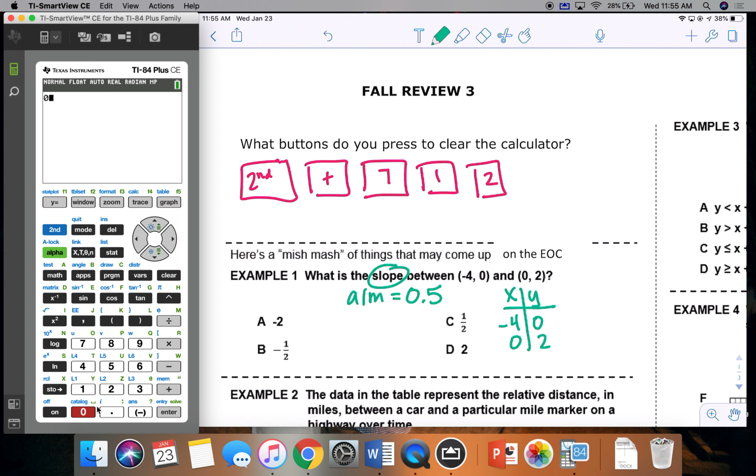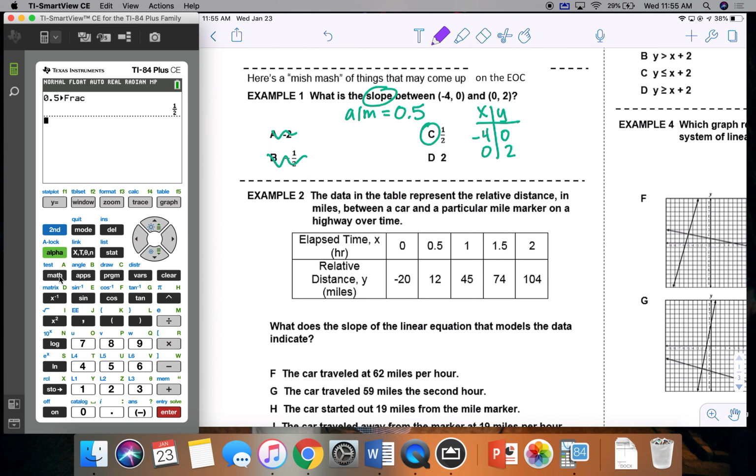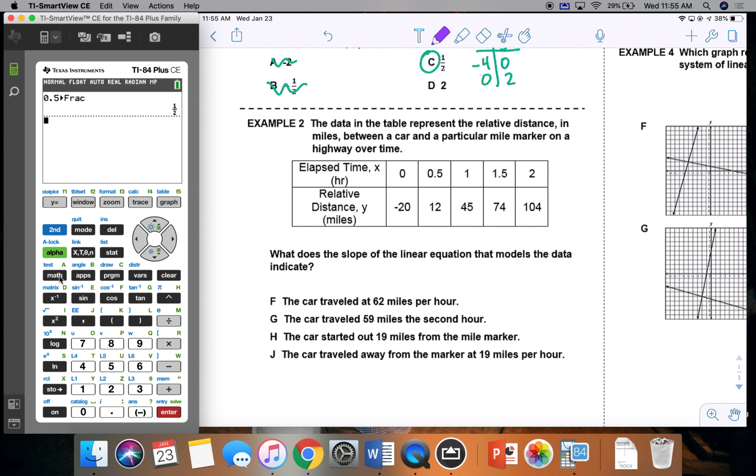None of my answer choices match that, so I'm going to type 0.5 math, enter to turn it into a fraction. I could have marked out A and B because my slope is not a negative number, but those are negatives.